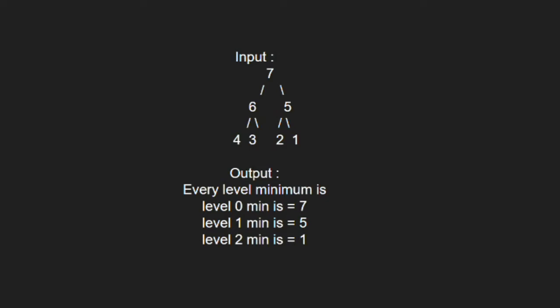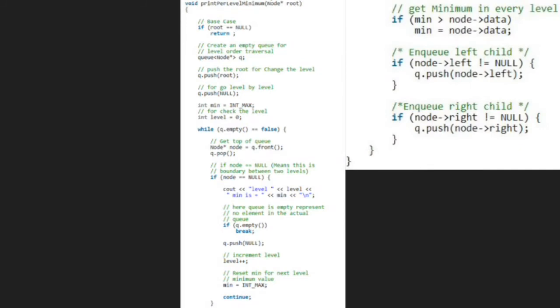Now, let us have a look at the algorithm. Let us also have a sample tree to test our algorithm. We pass the root node, which is 1, to the print level minimum function. So, root points to 1. As root is not null, we create a queue and push the root node into the queue. Also, we push a null delimiter to go level by level.